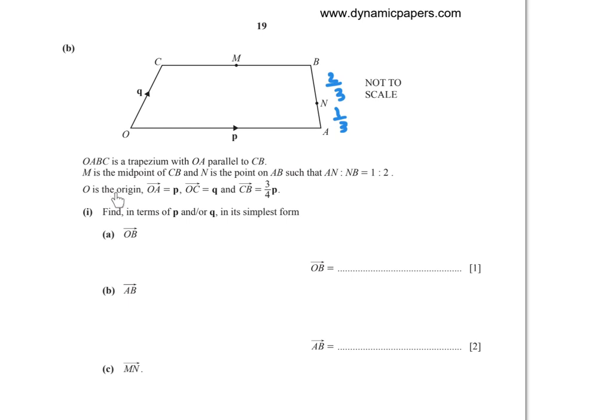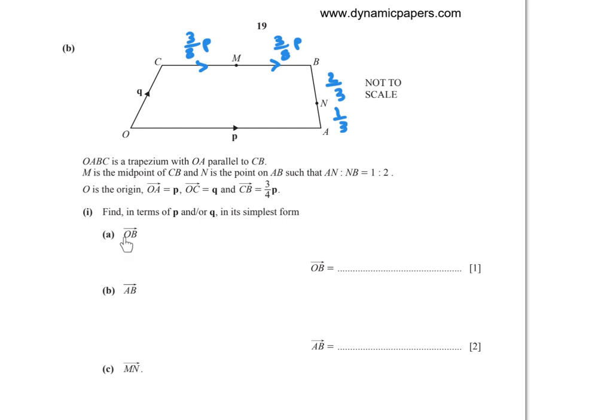O is the origin. OA is vector B. OC is vector Q. CB is 3/4 B. And M is the midpoint, so 3/4 divided by 2. So CM is 3/8 B and MB is 3/8 B, because in all it is 3/4 B. Divide by 2 because M is the midpoint, so 3/8 and 3/8.